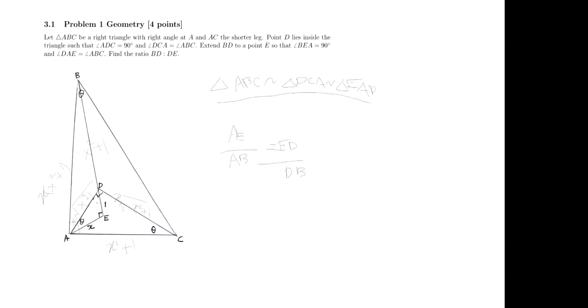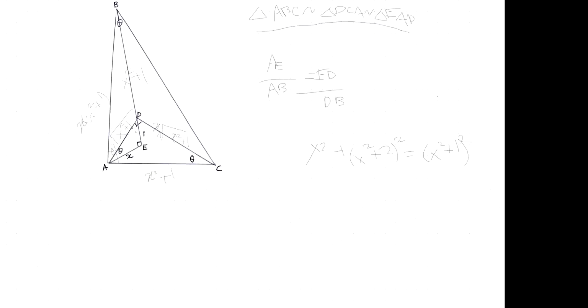And now since BEA is a right triangle, we can just use the Pythagorean theorem again. So our equation is x squared plus x squared plus 2 squared is x squared plus 1 squared. Oh, sorry, I made a mistake. This is x times x squared, so this is x squared. All right, so now we can just simplify this.